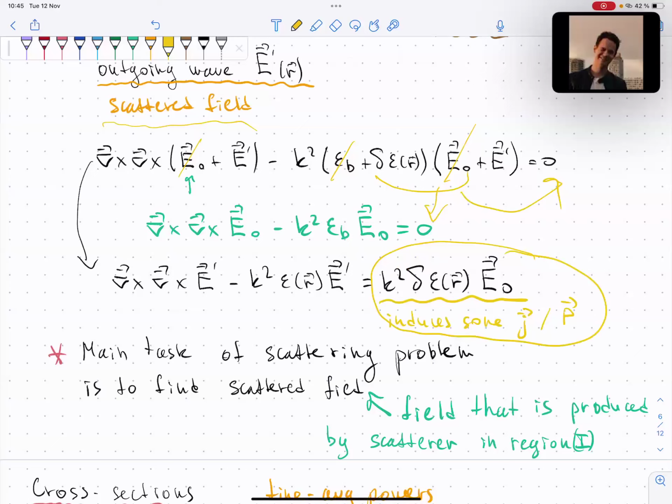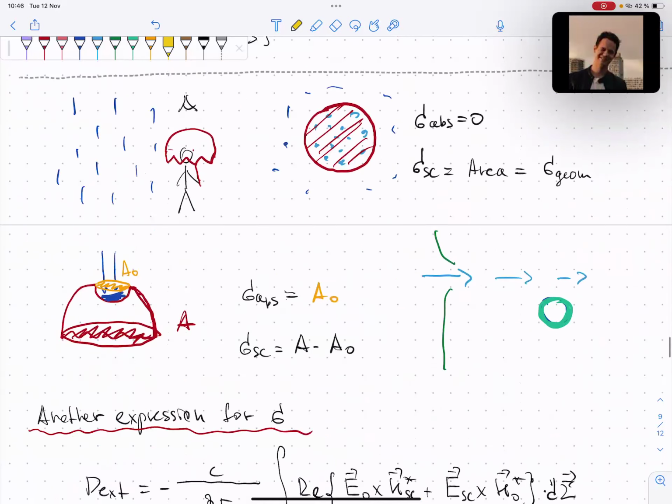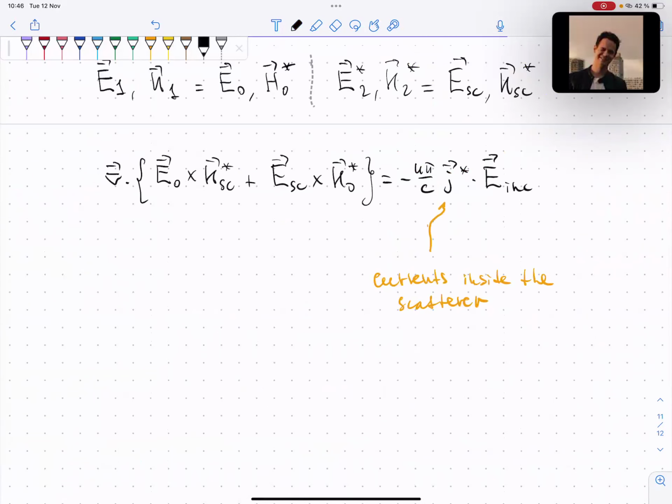So I just want to clear this out: this is not like external currents. For example, we put some wire with current in our media. This is exactly induced currents, like currents induced inside our structure, which are connected with the polarization of our structure, and so on and so forth. So these are induced currents induced inside our scatterer.